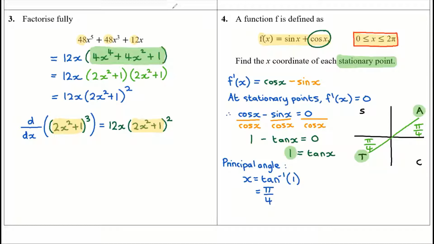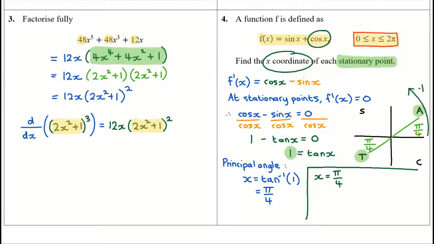Now, in this case, we only need the x coordinates, which is handy. It means we don't need to substitute x into the function. We're just happy with the x coordinates. So I'll just box this off so we've got a bit of space. So x is going to equal the first reading, which is pi over 4. Remember that we go in that direction, that's the positive direction from 0. And the second angle is pi over 4 more than pi.